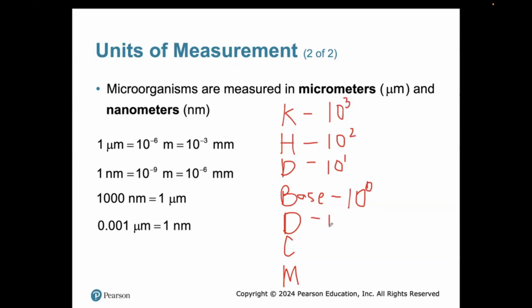And then you have a deci. So deci is going to be 10 to the negative 1 because it's going to be decreasing in size. Centi will be 10 to the negative 2 because relative to your meter, it's going to get smaller as well.